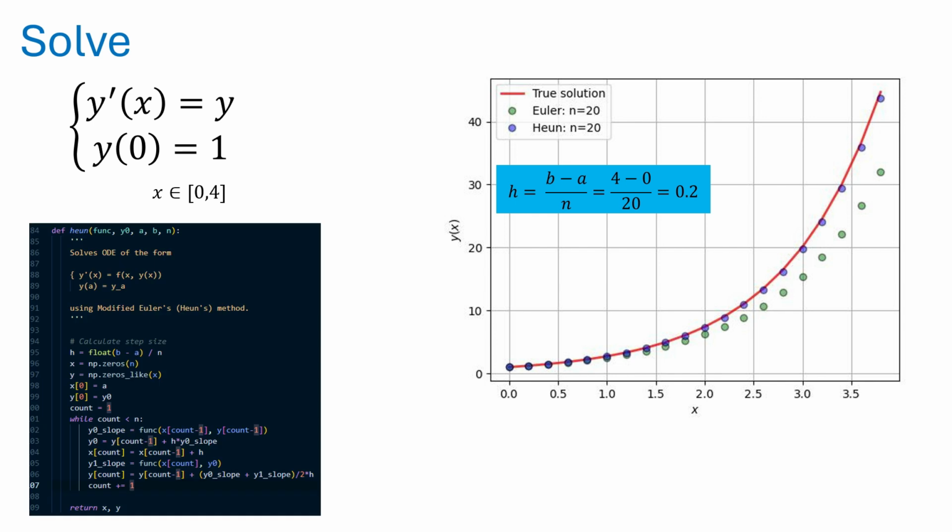This is the code used to find the solution of the above ODE in the given interval. As you can see, this is similar to Euler's method. We only changed the code in the while block.